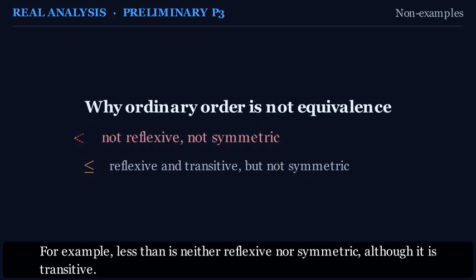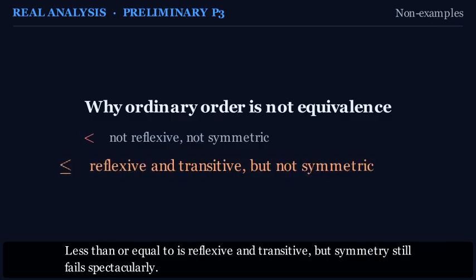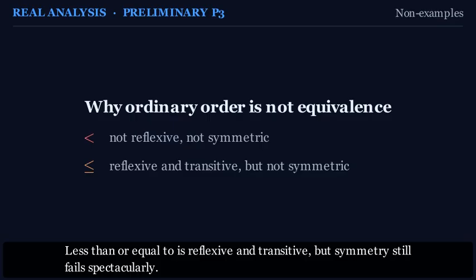For example, less than is neither reflexive nor symmetric, although it is transitive. Less than or equal to is reflexive and transitive, but symmetry still fails spectacularly.